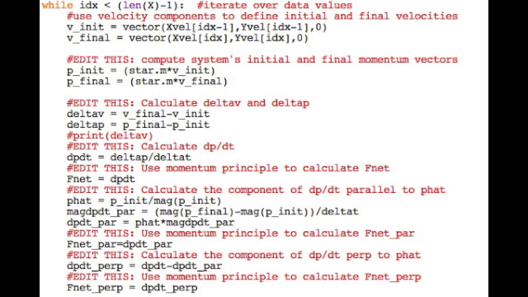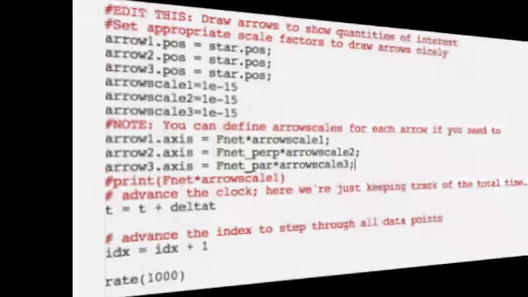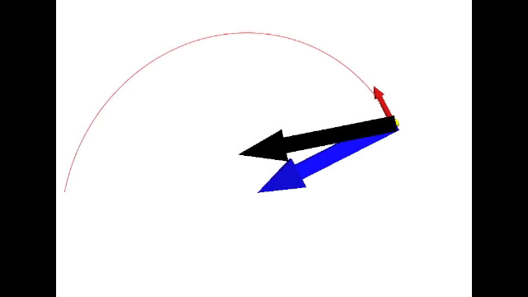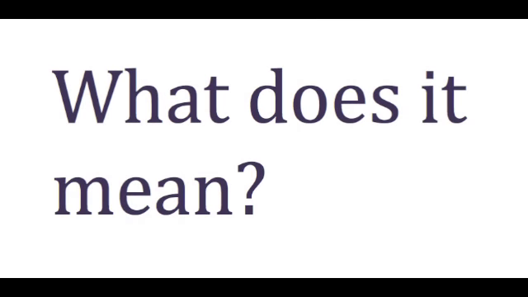I used the net force and the momentum principle to calculate the perpendicular and parallel components of the net force. This allows the model to show the curving motion of the star. The arrows of the model represent the different components of the net force and also the total net force itself. The black arrow is the net force, the blue arrow is the perpendicular component, and the red arrow is the parallel component. The what does it mean question asks how these quantities relate to dp/dt and its components.